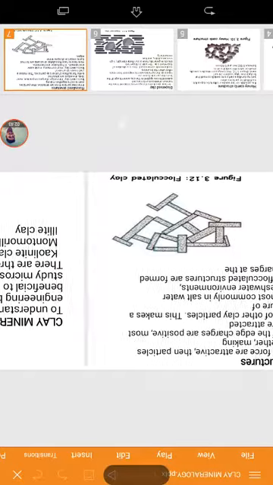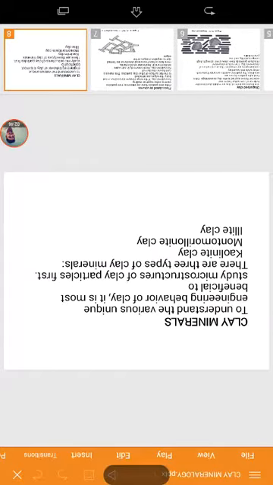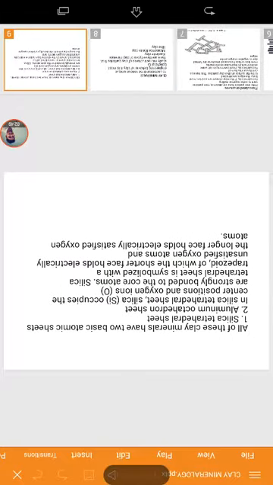There are 3 types of clay minerals: kaolinite clay, montmorillonite clay, and illite clay. Silicon occupies the center position and oxygen ions O are strongly bound to the core atoms. Silicate tetrahedral sheet is symbolized with a trapezoid, of which the shorter face holds electrically unsatisfied oxygen atoms and the longer face holds electrically satisfied oxygen atoms.